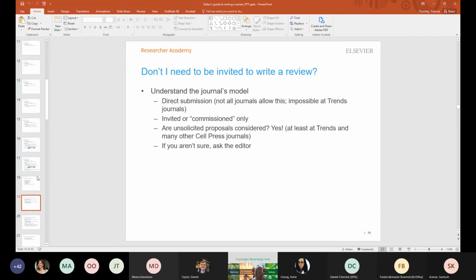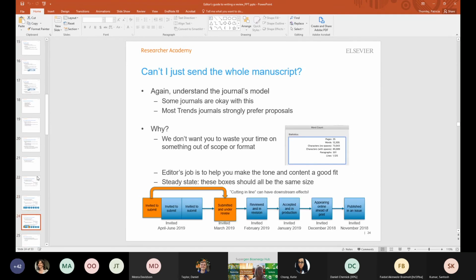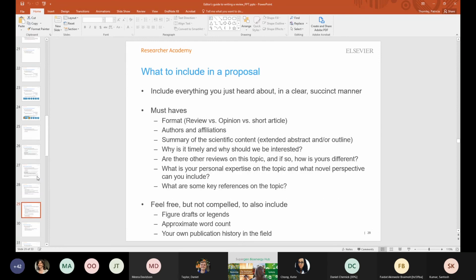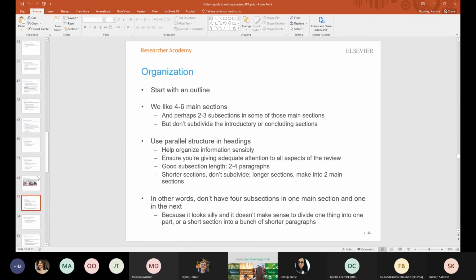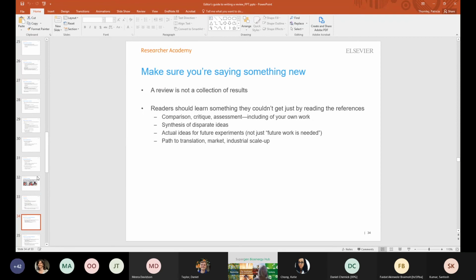I'm going to just see if I can find any other words of wisdom for you here on review papers. It's a proposal. Yeah, this bit is the key bit. A review is not a collection of results. A review has to have some added value that you will learn by comparison and critique of the work that is not apparent by reading each of the papers separately on their own. So it's about the synthesis of things being pulled together. And you could then go through and give real ideas for future experiments, what the future landscape is and the path to transition.